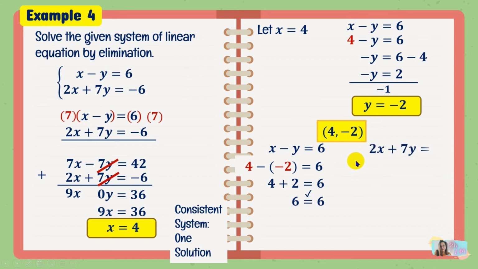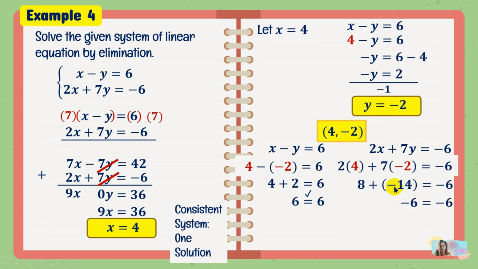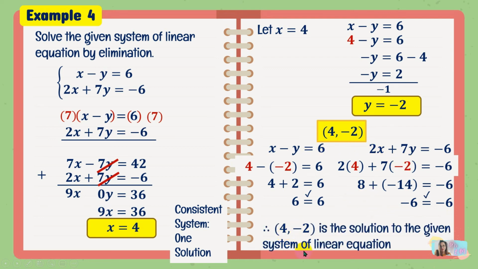How about our second linear equation? 2x plus 7y is equals to negative 6. Substitute the value of x which is 4, the value of y which is negative 2. 2 times 4 is 8. 7 times negative 2 is negative 14. Then if we combine these two, magkaiba ng sign. So subtract natin ng absolute values. 14 minus 8 is 6. And then sign ng ating greater value, that is negative. So meron tayong negative 6 is equals to negative 6. And again, nasatisfy niya po ang ating second linear equation. So we can conclude that positive 4 and negative 2 is the solution to the given system of linear equation. Okay? So that's for our example number 4.